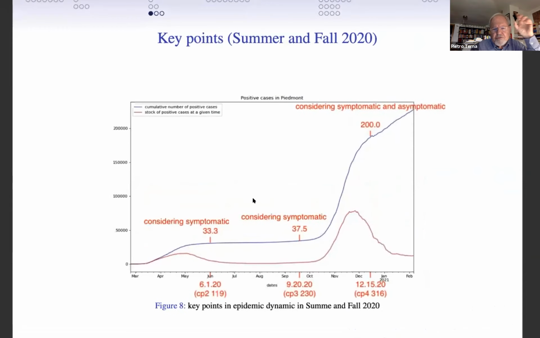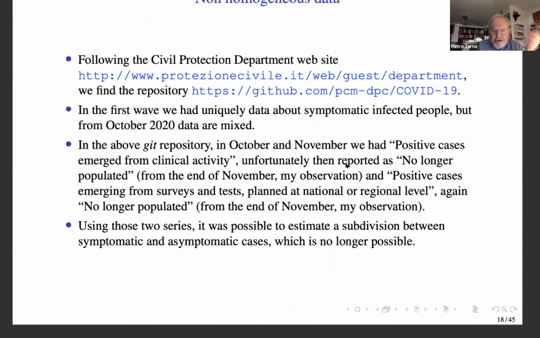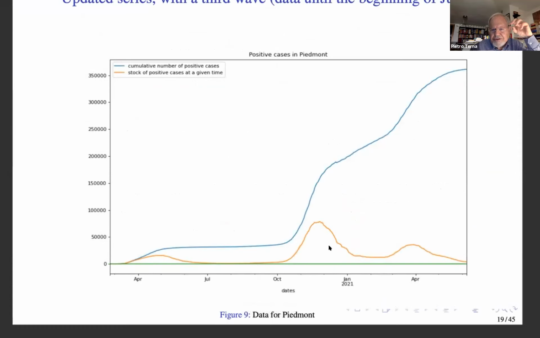In Piedmont, we have two key dates last year, because at the end of the first wave in June, we have almost the same number of infected people as in September. So a quiet summer, but then we had a second huge, very significant wave. Why? Let me specify that we do not have homogeneous data due to a statistical problem in Italy, explained here. We lost the possibility of subdividing symptomatic and asymptomatic persons. And let me also introduce the current situation in Piedmont, the first wave, the second wave, the third wave in spring of 2021, and we are here in the beginning of June.